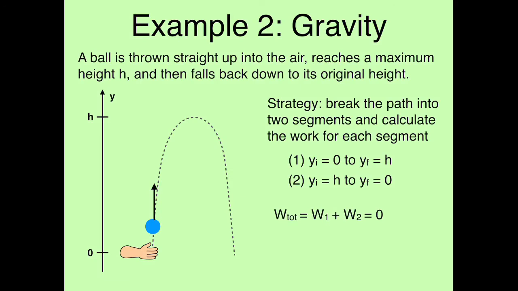Okay, and this is the result that we were getting at, that W total, which is the sum of the work 1, which is on the way up, plus work 2 on the way down, gives you 0. So again, like the spring force, the total work done by gravity over a closed path comes out to 0.